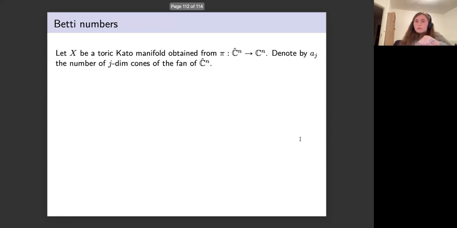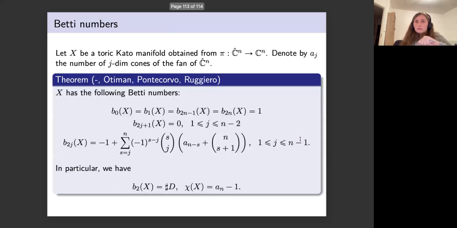Okay, but this was just to. Okay, I also have a slide about Betti numbers, but in terms of toric things. But the point of all of these is just to say that at least to some point, the toric tools allowed us to compute things.